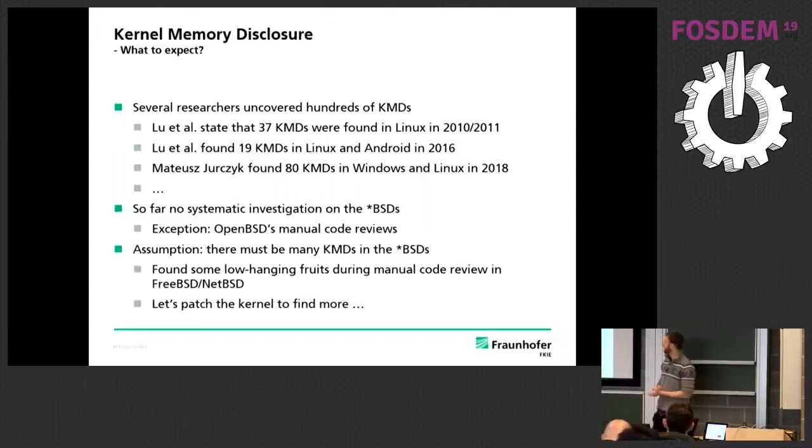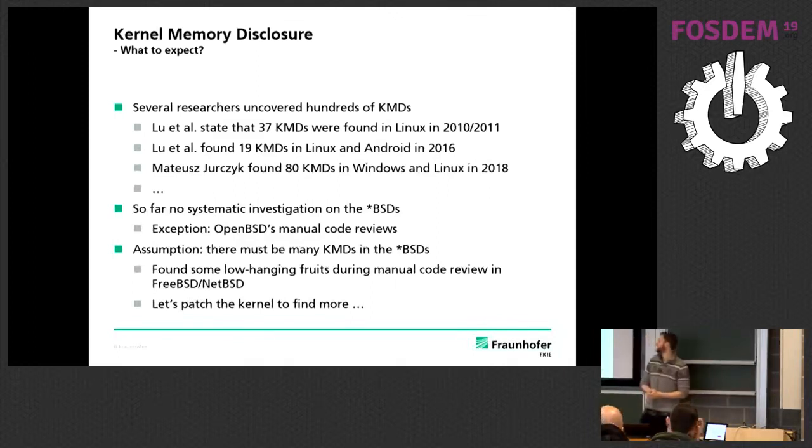If you look at the history of kernel memory disclosures in other operating systems, that's not a BSD problem. That's a problem everybody's facing at the moment. Like in a publication of Lu in 2011, I think, they stated there were around 40 kernel memory disclosures detected mostly by manual code audits in the Linux kernel, and they automated stuff and found like 20 more in Android and Linux. Then there was this paper of Euro last year who found around 70 alone in Windows. So everybody's fighting with this thing, and the list goes on.